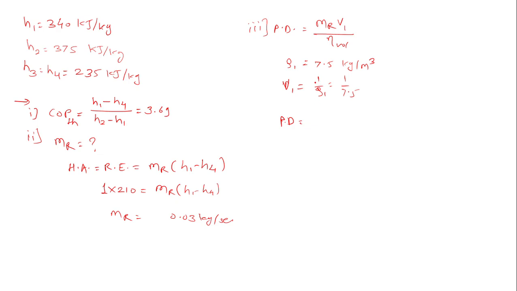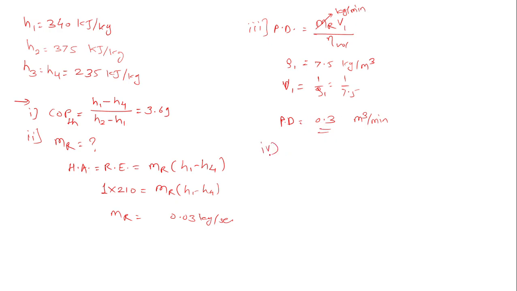If you put this MR in kg per second, the piston displacement will be in meter cube per second. What I suggest is that you always put the value of MR in kg per minute while calculating the piston displacement, so that you get it in meter cube per minute. The piston displacement I have got is around 0.3 meter cube per minute. Again I request you, please verify your answers with the correct values.